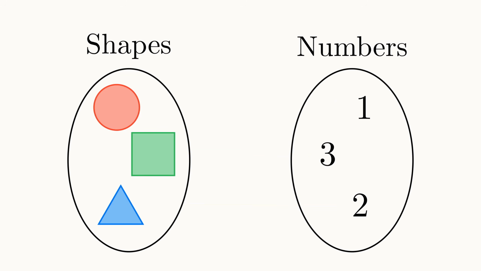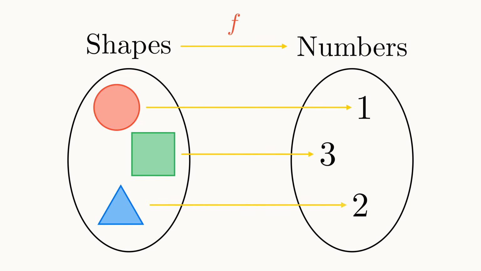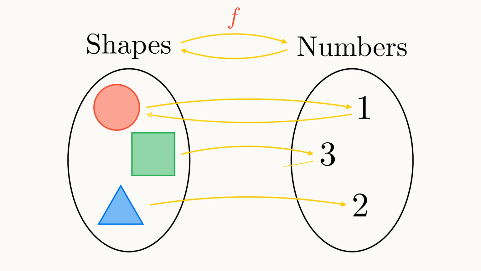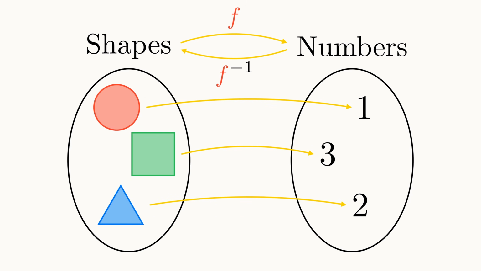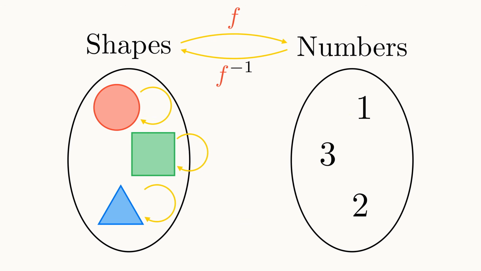To make this rigorous, let's define a function f that maps a unique shape to a corresponding unique number. Since there is a one-to-one correspondence between shapes and numbers, we can define another function in the opposite direction that tells us which shape corresponds to that number. We call this function the inverse of f, written as f^-1. Crucially, if we start at any shape and find its corresponding number using the function f, and then find which shape corresponds to this number using f inverse, we'll arrive at exactly the same shape that we started with.